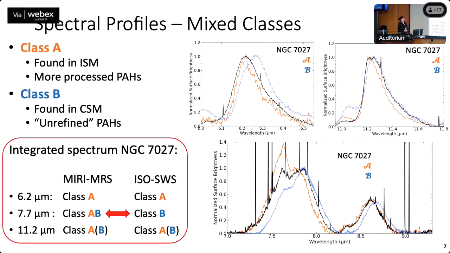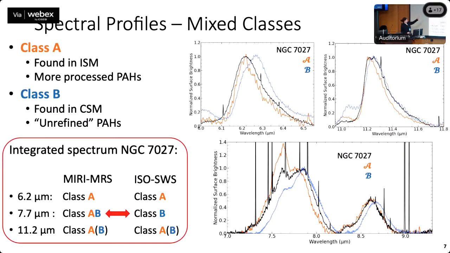On the other hand, we see variations in the spectral profiles. So I'll start by introducing the PA classes. Different PA features have been categorized into different classes, and today I'll be talking about Class A and Class B. Class A, which is shown in orange, is found in the interstellar medium, and it's typical of more processed PA species. Whereas Class B is found in the circumstellar medium, and is typical of unrefined PA molecules.